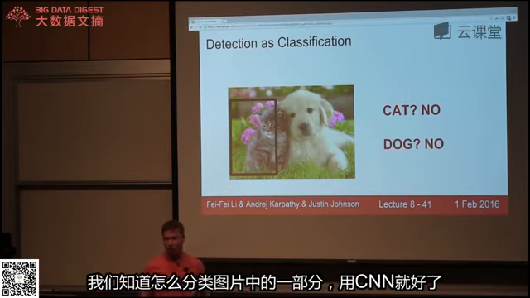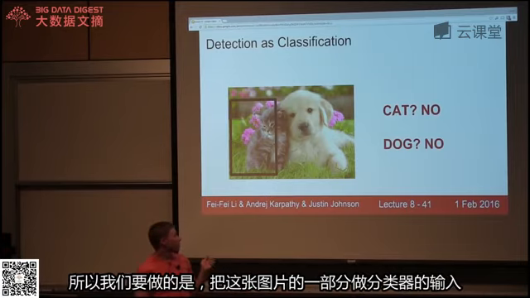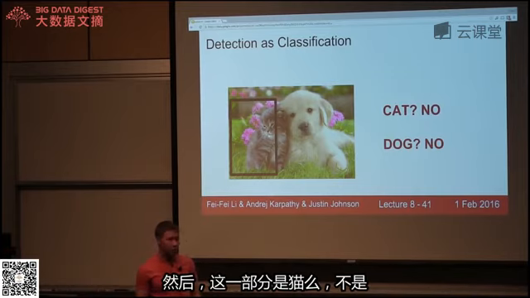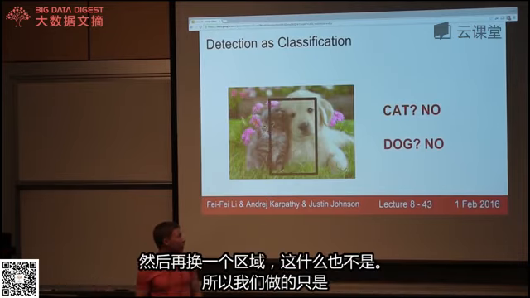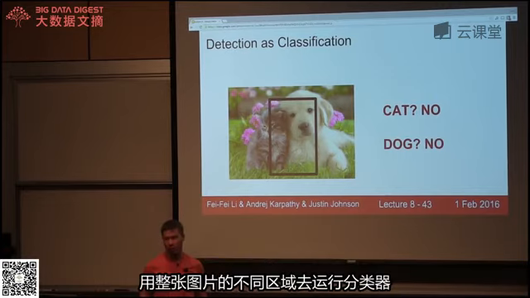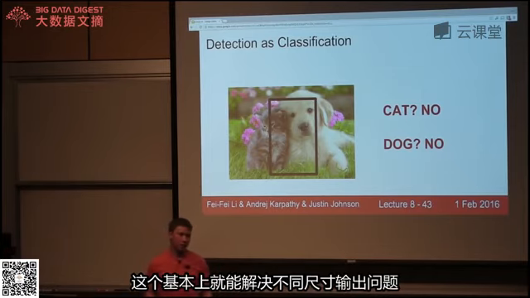We know how to classify image regions. We just run it through a CNN, right? So what we're going to do is take many of these input regions of the image, put a classifier there, and say, this region of the image, is it a cat? No. Is it a dog? No. Move it over a little bit. Oh, we found a cat. That's great. Move it over a little bit. That's not anything. So we can just try out a whole bunch of different image regions, run a classifier in each one, and this will basically solve our variable sized output problem.